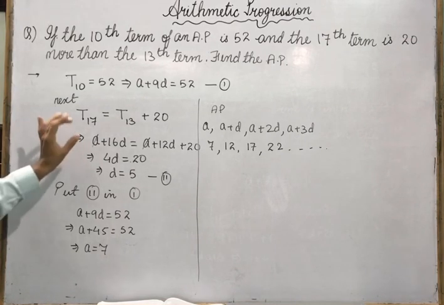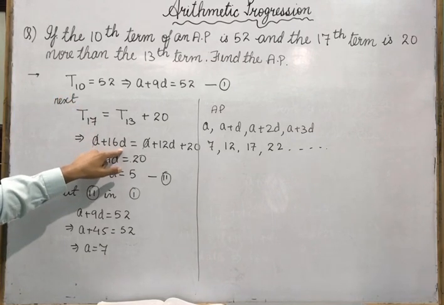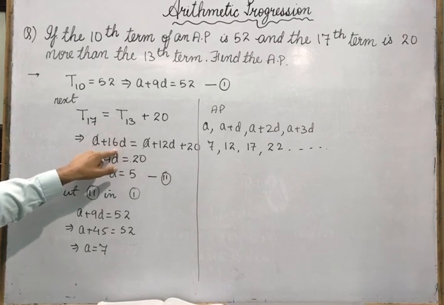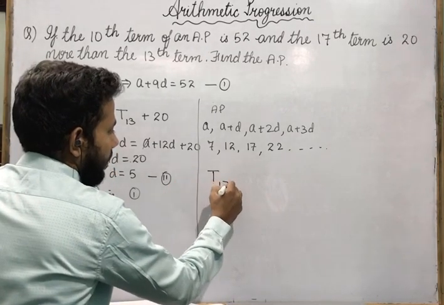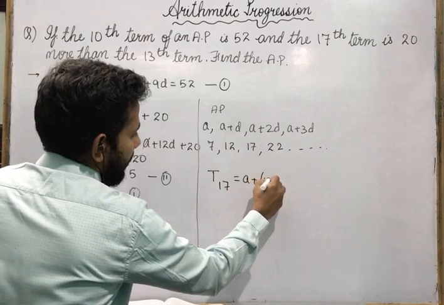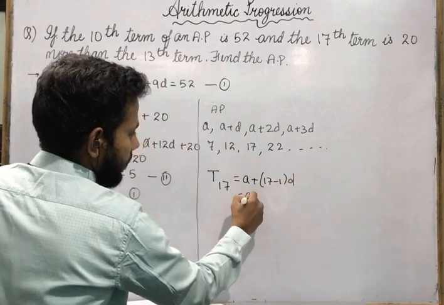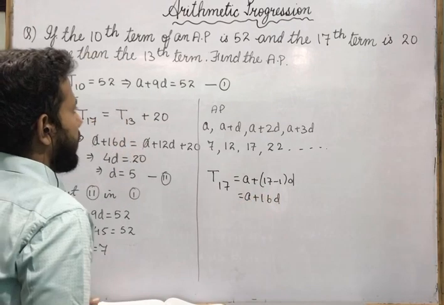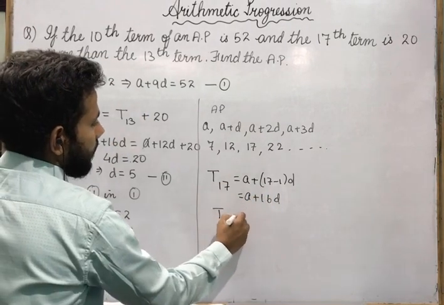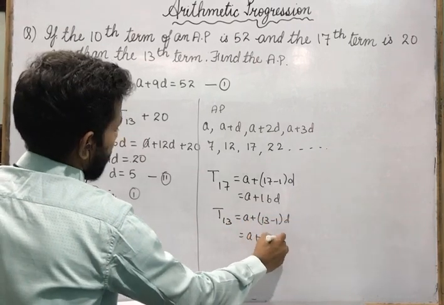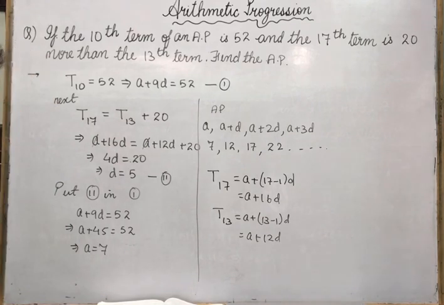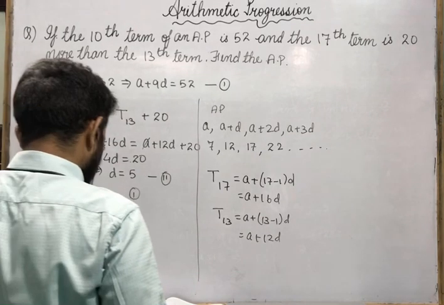Does everyone know why we write T17 as A plus 16D? Everyone knows it. If anyone has a problem here, ask. Okay, fine, now I will tell you. T17 means A plus 17 minus 1 into D. So it is A plus 16D. T13 means A plus 13 minus 1 into D. So it is A plus 12D. Now have you understood? Okay.